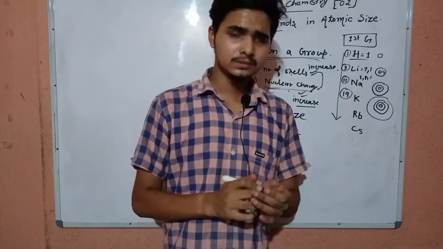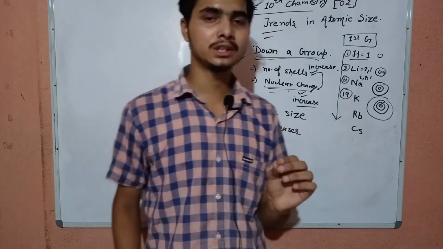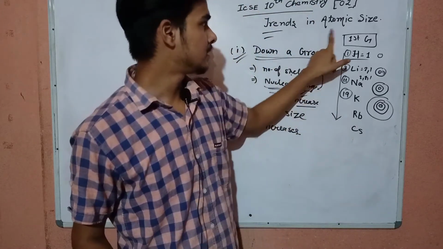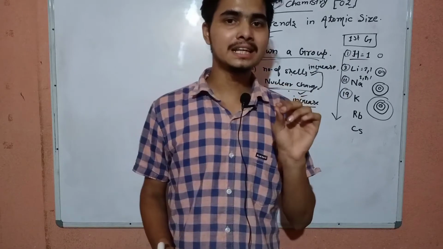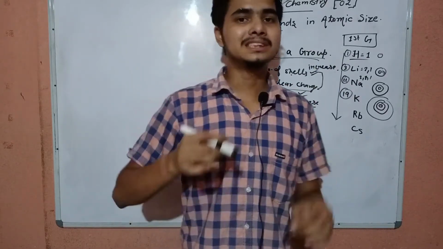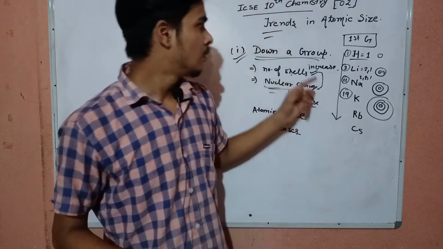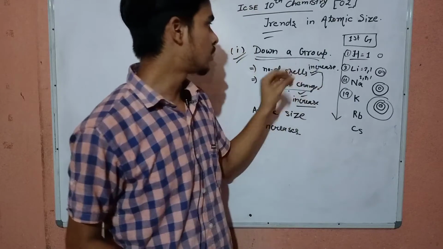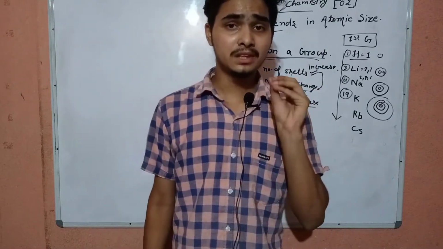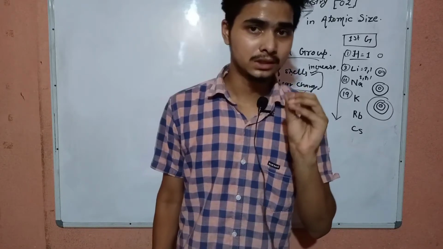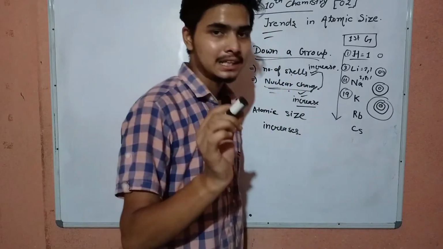If you observe, the first question is: what will happen to atomic size if we go down a group? The answer is it will increase. Now the second question which can arise is: why does atomic size increase when we go down a group? Remember, I am telling you the true points to learn. You will never lose any single mark. How to write that answer?